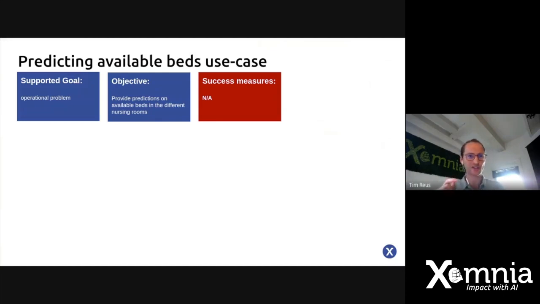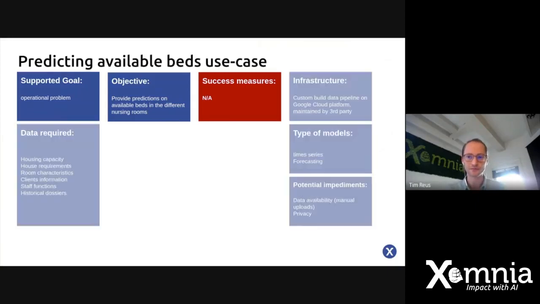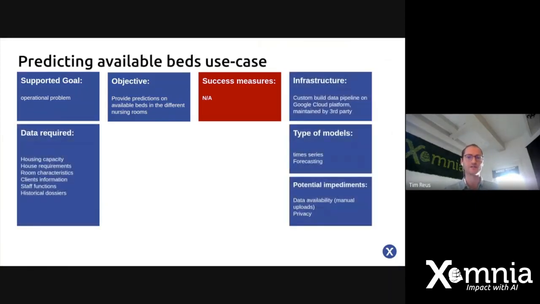And as you can see straight away here, there was not a measurement of success, which already provided us with the first problem. How do we know it's actually working good enough? Then if we look to the infrastructure, this was something that they wanted to see on the Google Cloud platform, but maintained by a third party. So that is an interesting part which gave us more difficulty, more complexity for the use case.